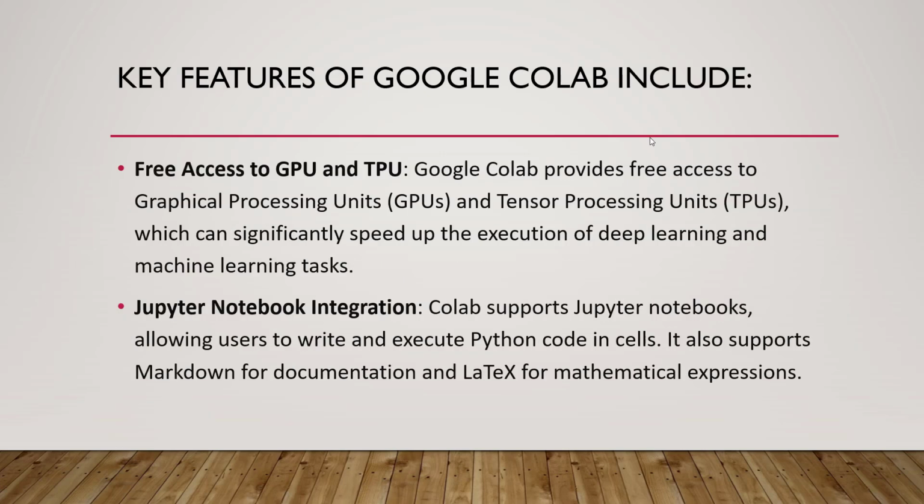Key features of Google Colab. First, free access to limited GPU and TPU. Google Colab provides limited free access to graphical processing units, GPUs, and tensor processing units, TPUs. These can significantly speed up the execution of deep learning and machine learning tasks.